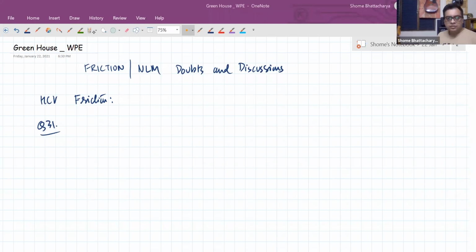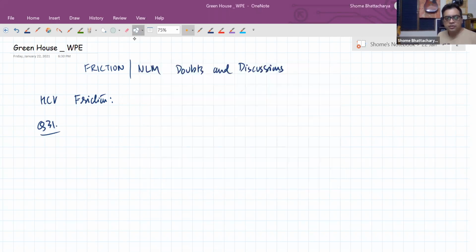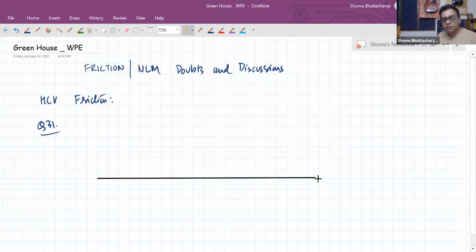So this is in many ways the best question of friction in H.C. Verma, and a very interesting question because we will involve various different things in this. You can solve the question by using the pseudo force concept, or by using the relative motion concept. You can use a number of different things. So let's understand the question first of all.